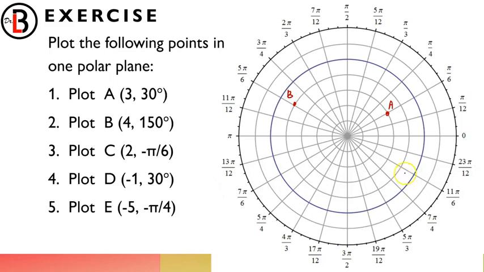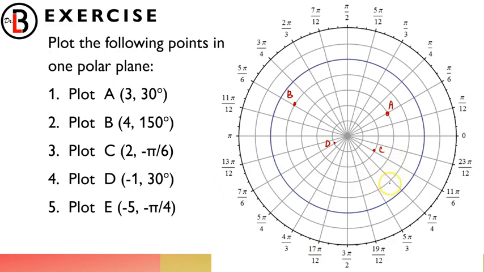And then going to the same direction. So C, 1, 2. This is C. And then D is (1, -130°)... let's look at 30 degrees, but since it's negative 1, it has to be in the opposite direction. This is point D. Lastly, (-5, -pi over 4).